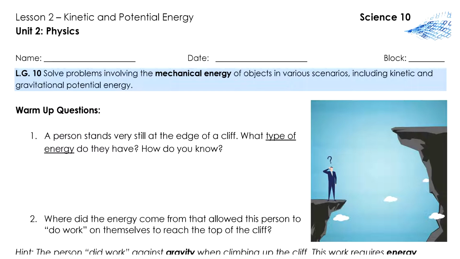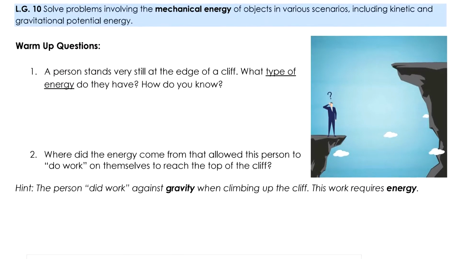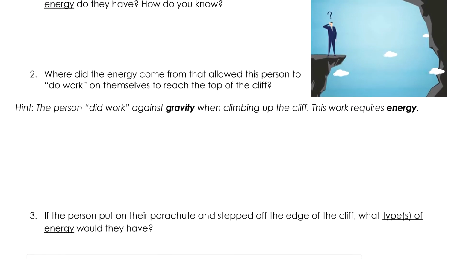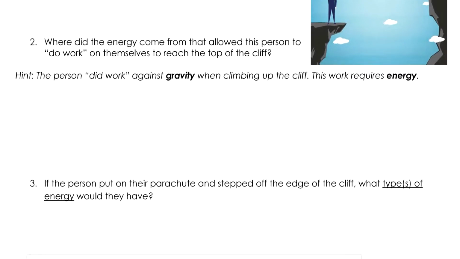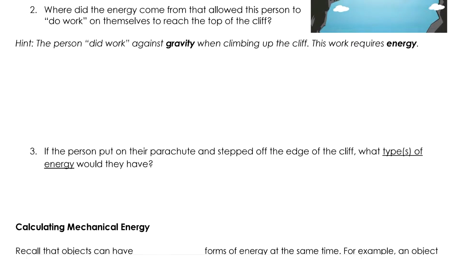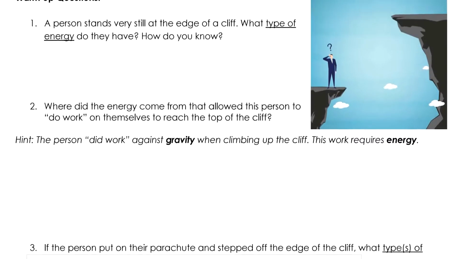Here are some warm-up questions to get you in the zone. Number one, a person stands very still at the edge of a cliff. What type of energy do they have and how do you know? Number two, where did the energy come from that allowed this person to do work on themselves to reach the top of the cliff? And number three, if the person put on their parachute and stepped off the edge of the cliff, what types of energy would they have? Please pause the video here while you think through all of these questions.